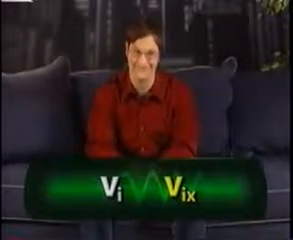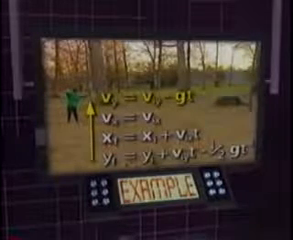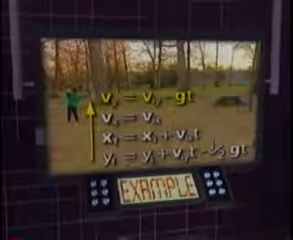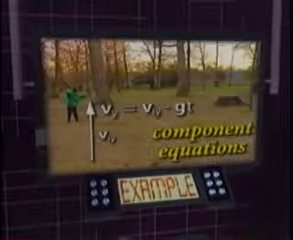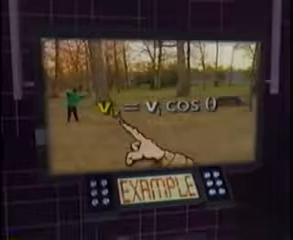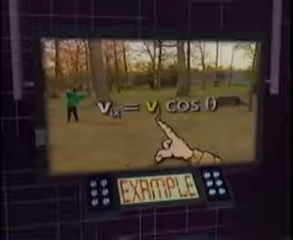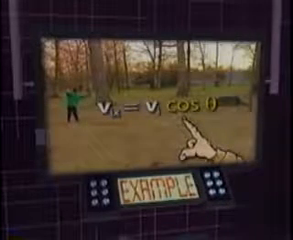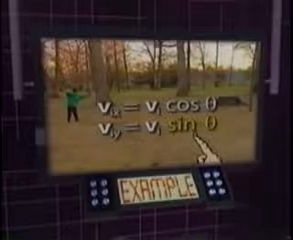Okay? So here goes. We can find the arrow's initial velocity by using our first projectile motion equation, v sub y equals v sub iy minus g times time. To get the initial velocity in the y direction, v sub iy, we have to use one of our component equations for an object in projectile motion. Remember, the initial velocity in the x direction, v sub ix, equals the initial velocity, v sub i, times the cosine of theta. And the initial velocity in the y direction, v sub iy, equals the initial velocity, v sub i, times the sine of theta.